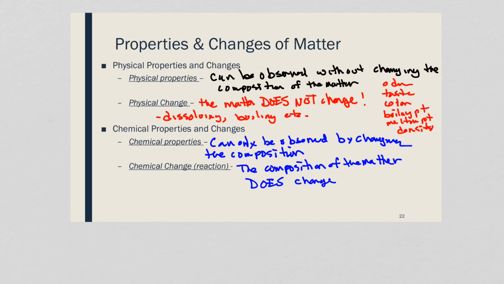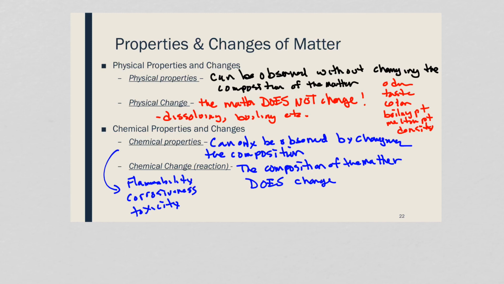So, some examples of chemical properties here, things like flammability, corrosiveness, toxicity. So these are things that we can only measure by changing them. Like if we want to see how it burns, what temperature it burns at, these kinds of things, we have to burn it. And if we do that, that is going to change the composition of the matter, right?